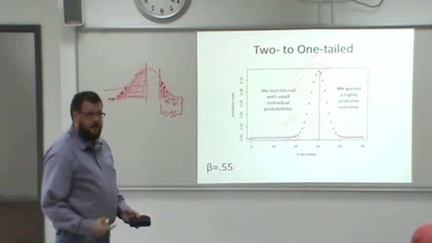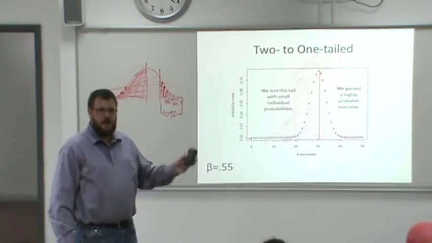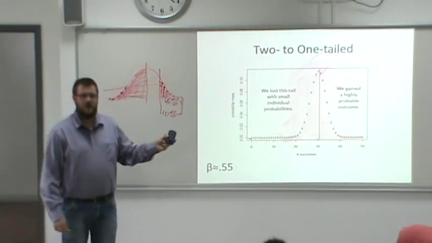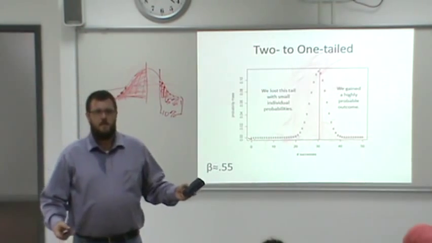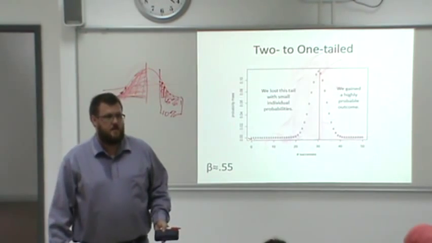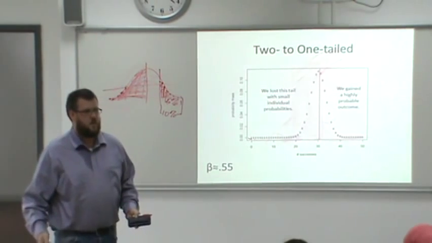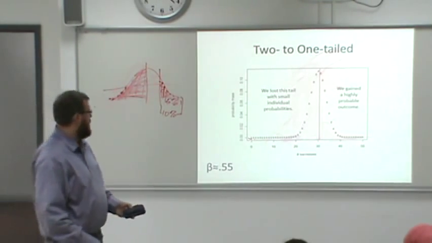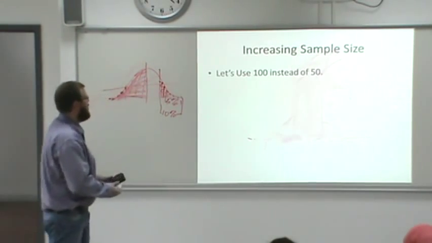What's power? 0.45. What was beta previously? 0.66. The last time we were getting it wrong almost two-thirds of the time. Now we're getting it wrong a little more than half of the time. We are incorrectly failing to detect it a little more than half of the time. That's better still. Okay, what else can we do?